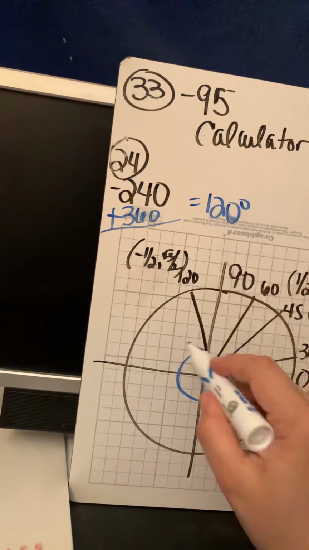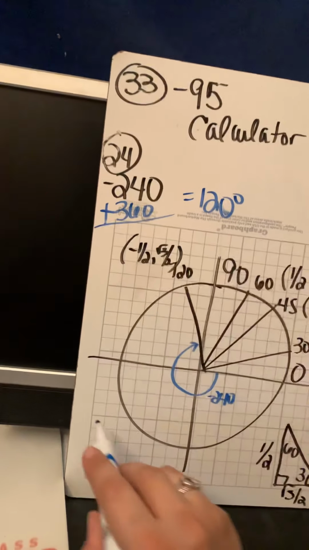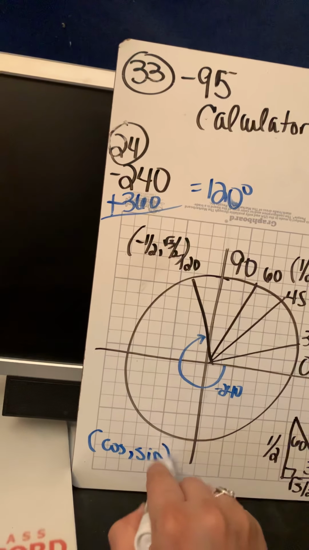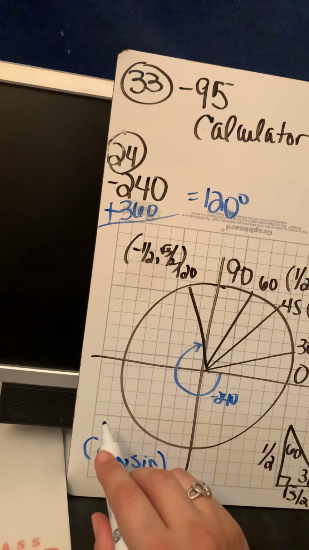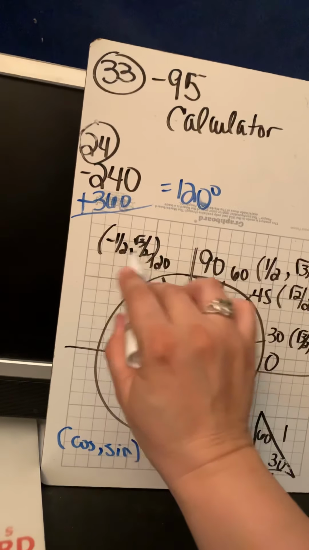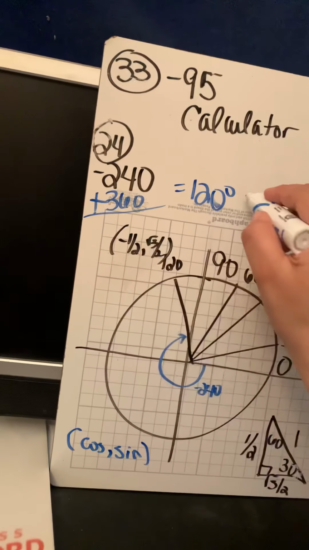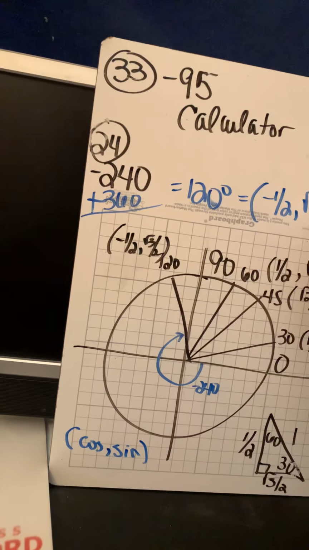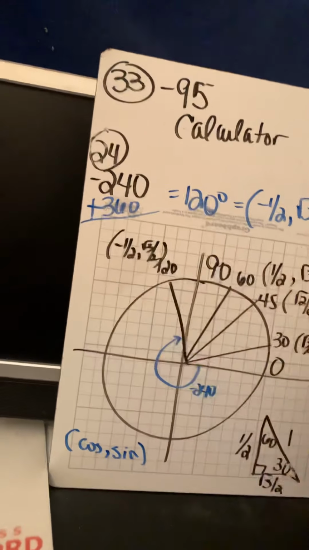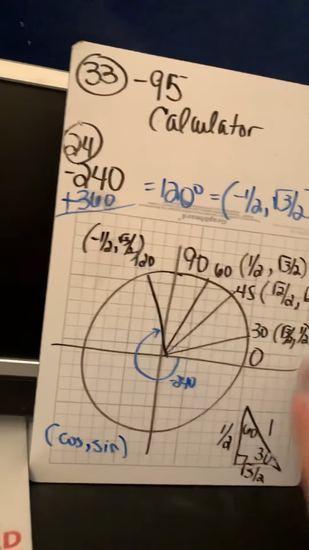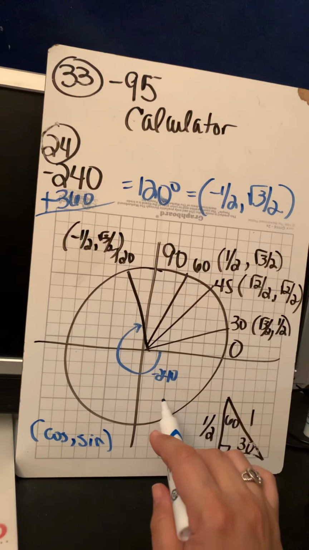So I go to my unit circle now. And remember, yesterday I told you your unit circle goes cosine, sine. So they want you to find the exact values of cosine and sine. Exact values are the ones that you put in the ordered pair. So I would write this as negative 1/2, root 3 over 2. Done. That's what they are looking for. So that's where you're going to have to use that unit circle.